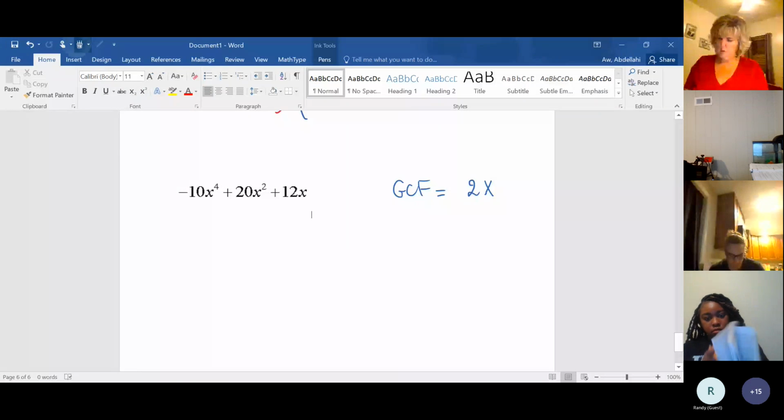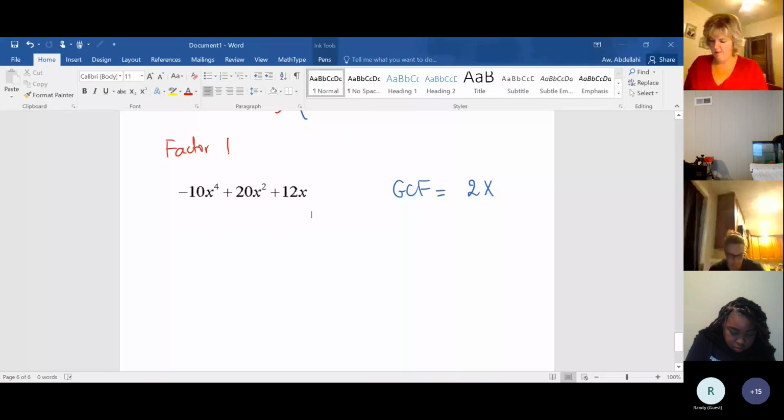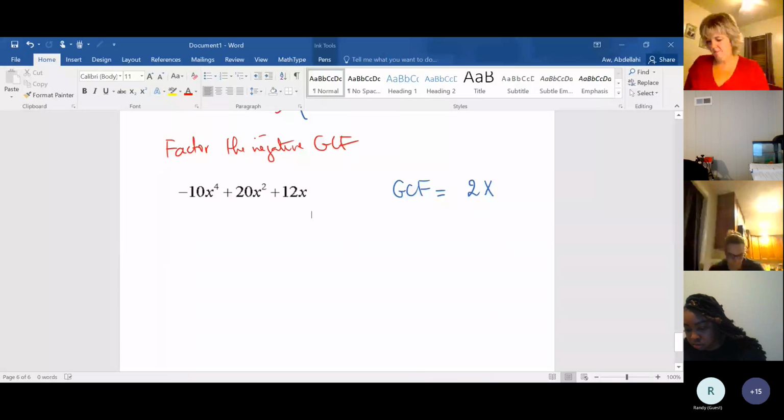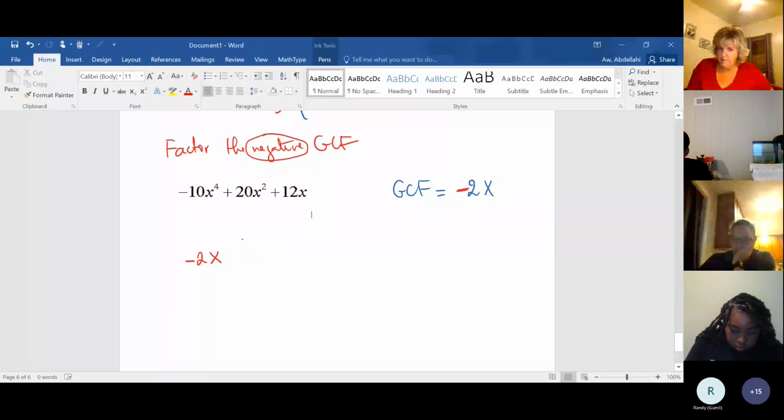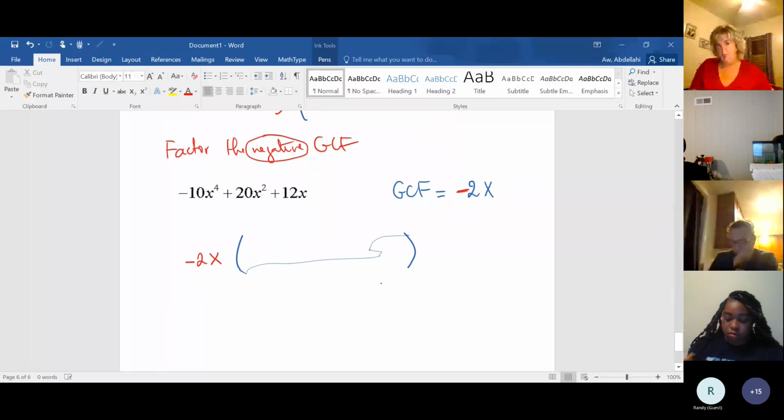So right here, since somebody asked me to factor the negative GCF, you're going to see this in the test: factor the negative GCF. So please do not ignore that negative thing, right? I'm going to put the negative right here just to follow the direction. So I'm going to put negative 2x right here. This is still the same process, and you're still going to divide everybody by negative 2x.